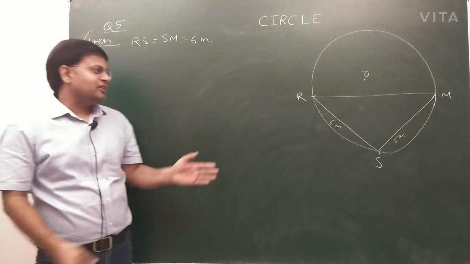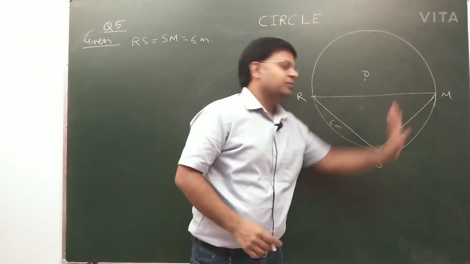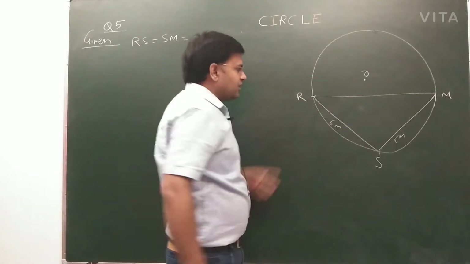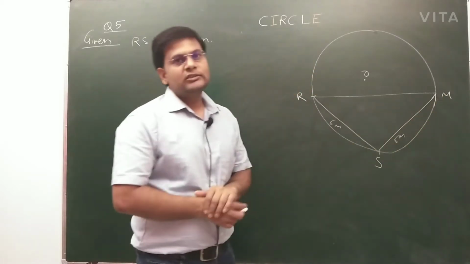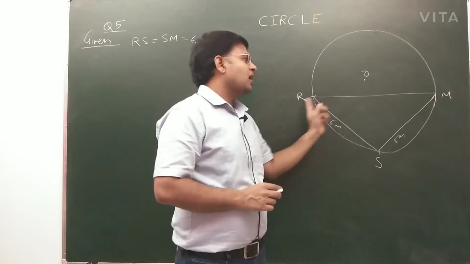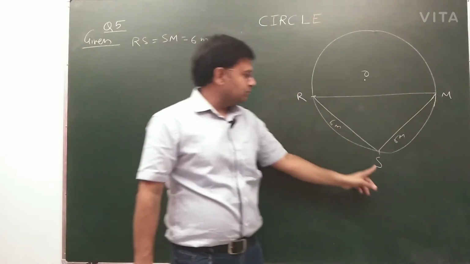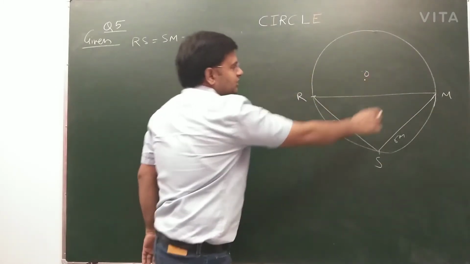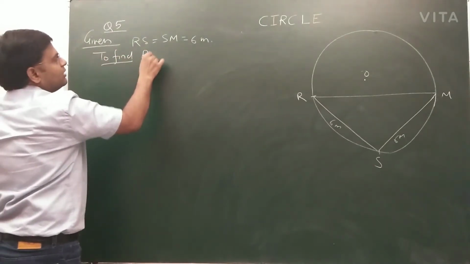This question number 5 is about 3 children, Reshma, Salma and Mandeep. They all are playing in the circular garden, you can see this, and distance between Reshma and Salma is 6 meter and Salma and Mandeep is also 6 meter. It is given to you and you have to find the distance between Reshma and Mandeep. I have used this short abbreviation. R means Reshma, S means Salma and M means Mandeep. So we have to find this distance RM. This is RM you have to find.